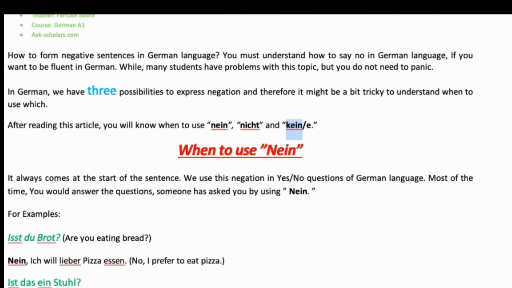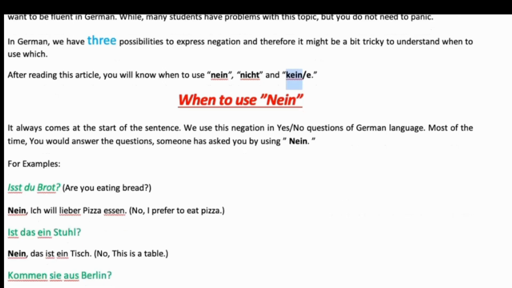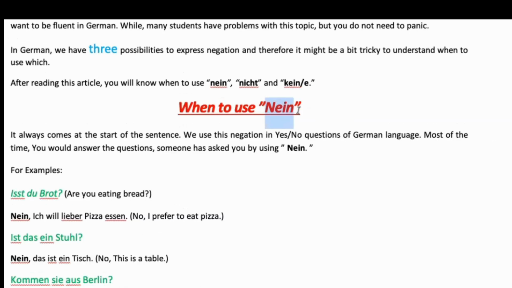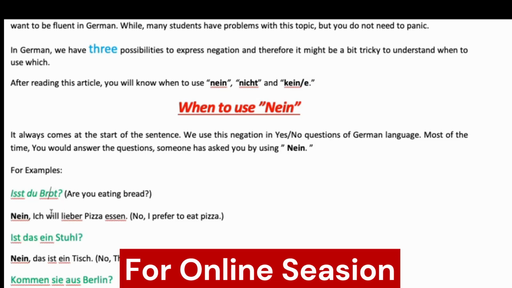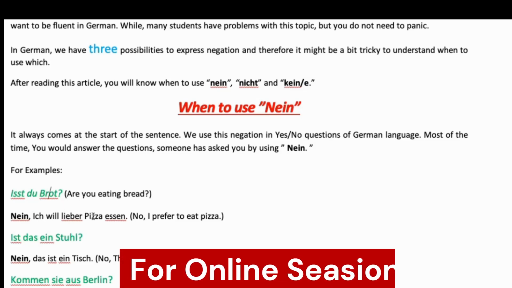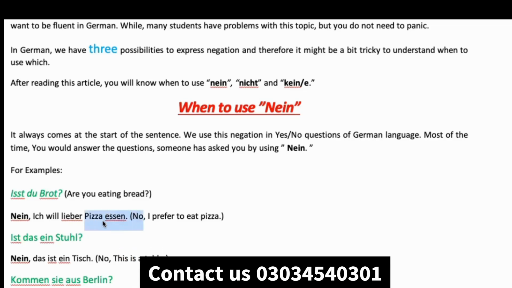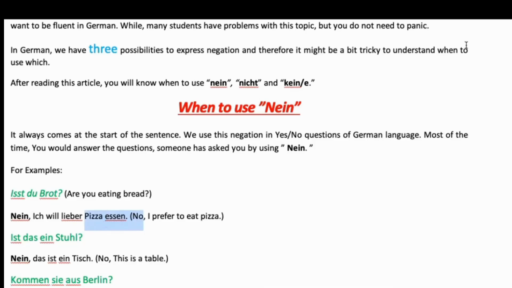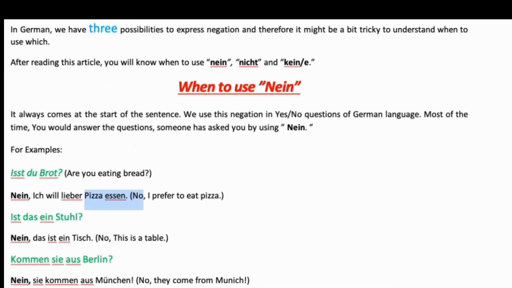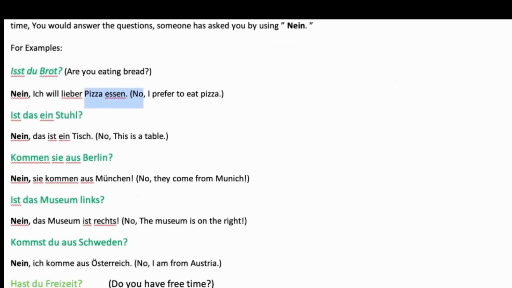So we're going to start with first, nein. We have learned yes/no questions. So the same criteria that we used there, we use here for nein, to make a negative sentence. Isst du Brot? Are you eating bread? Nein, comma, ich will lieber Pizza essen. I prefer to eat pizza. So these are yes/no questions that we have learned, and here we're just revising them for negative answers.